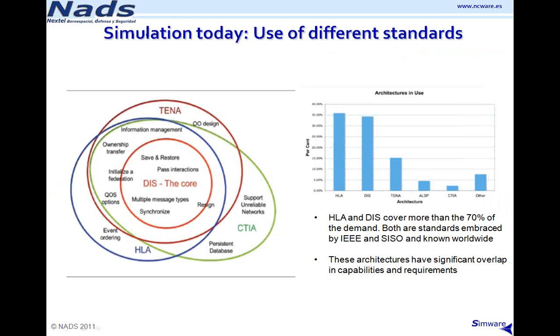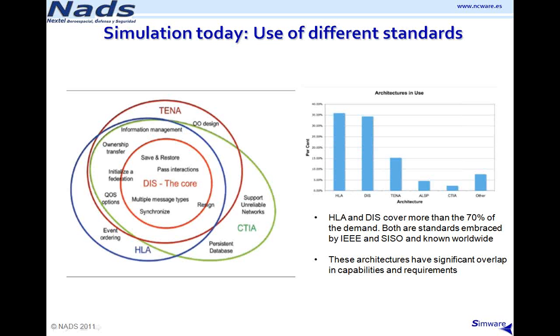Now, we will review the different distributed architectures for simulators, their restrictions and the challenges they should meet in the near future. Nowadays, the simulation world is dominated by two main standards, DIS and HLA. There are also some other standards in use like TENA and CTIA. These four standards together cover more than 90% of the market. Of these, this is the oldest, having more than 20 years. But it is still the main architecture in a lot of simulators.